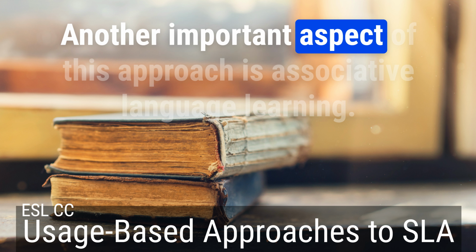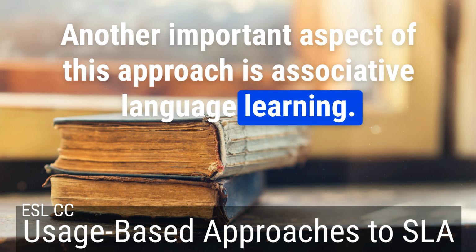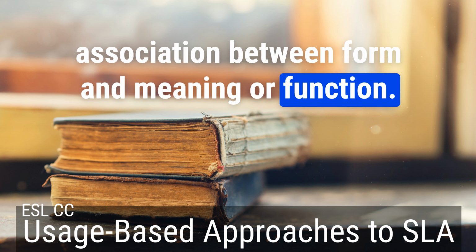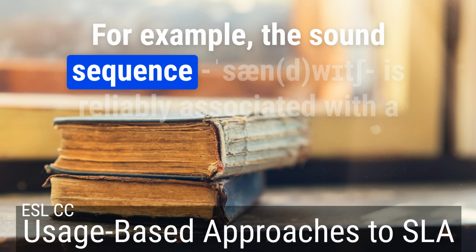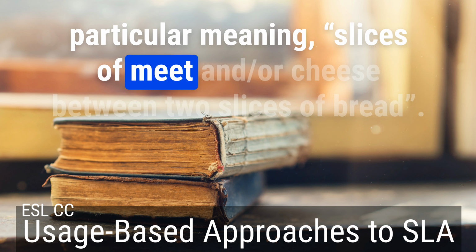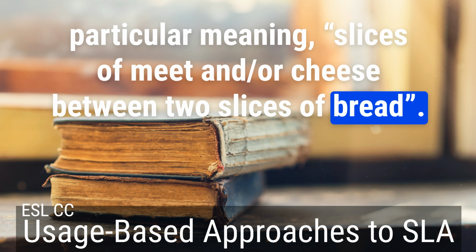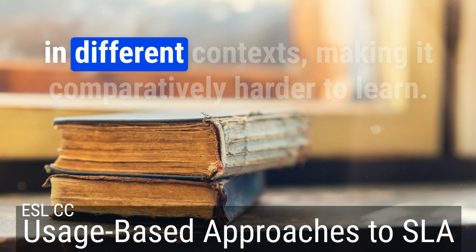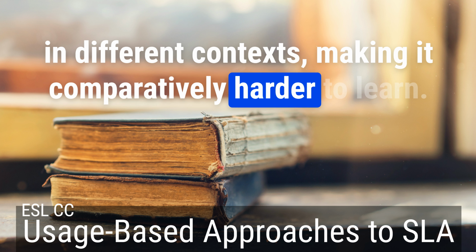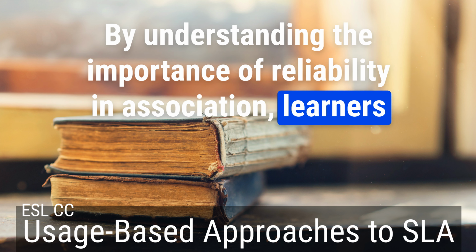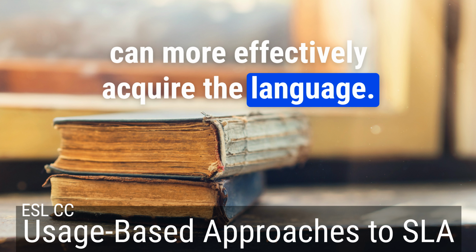Another important aspect of this approach is associative language learning. Learning constructions means learning the association between form and meaning or function. For example, the sound sequence "sandwich" is reliably associated with a particular meaning, slices of meat and/or cheese between two slices of bread. The form "-ing", however, has different meanings and functions in different contexts, making it comparatively harder to learn. By understanding the importance of reliability in association, learners can more effectively acquire the language.